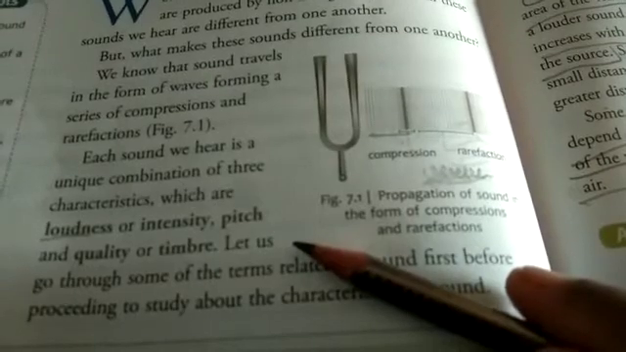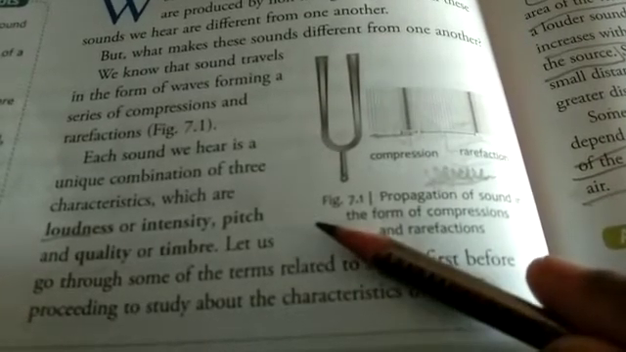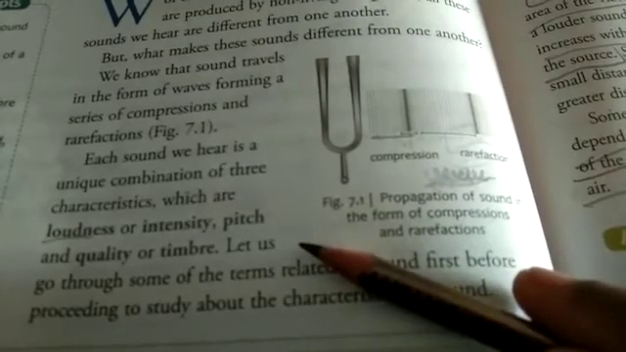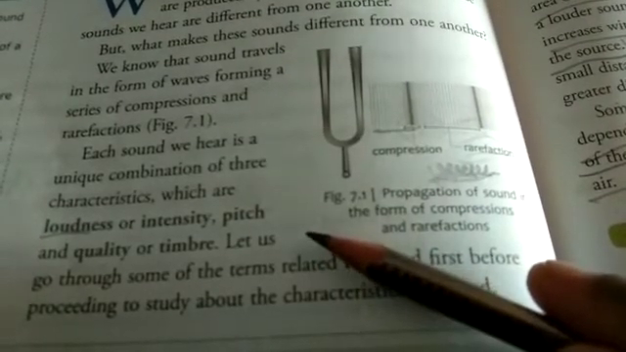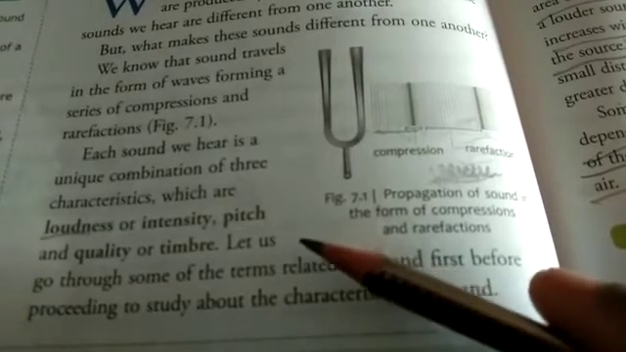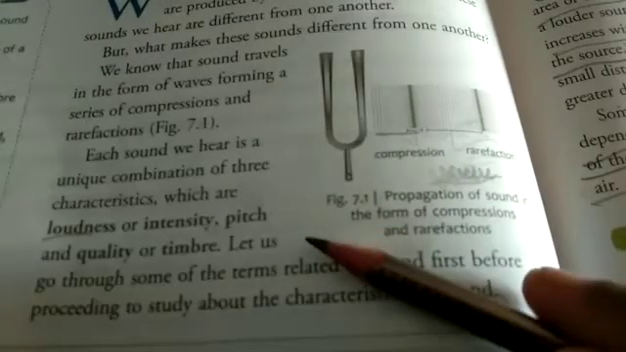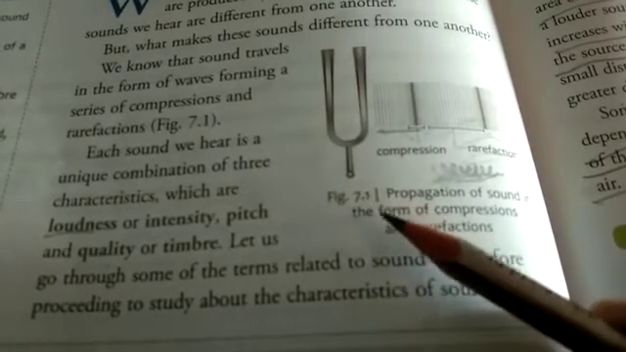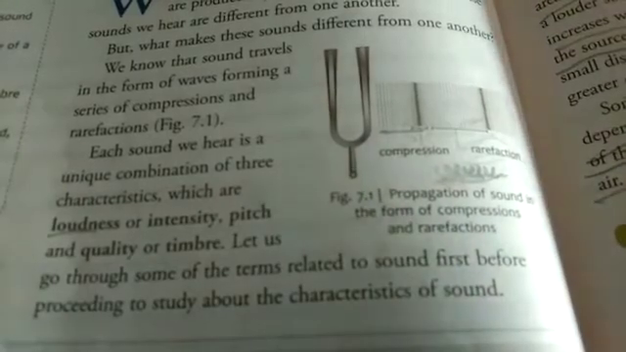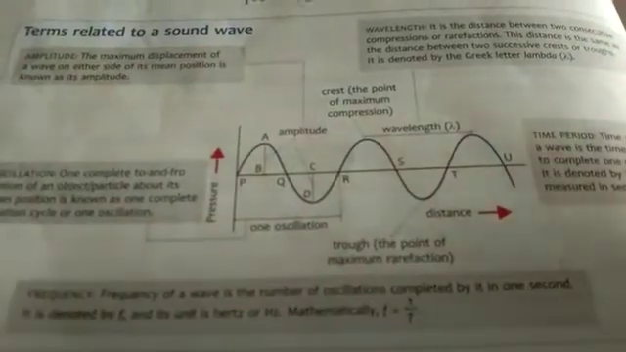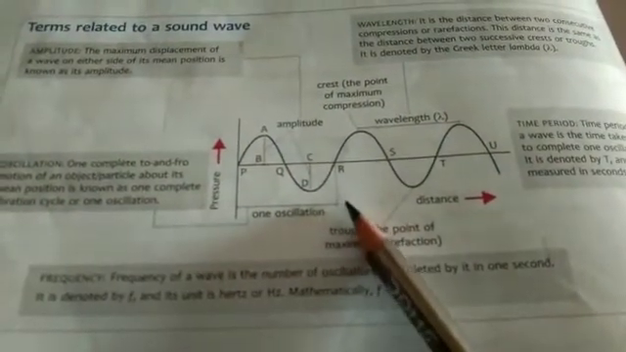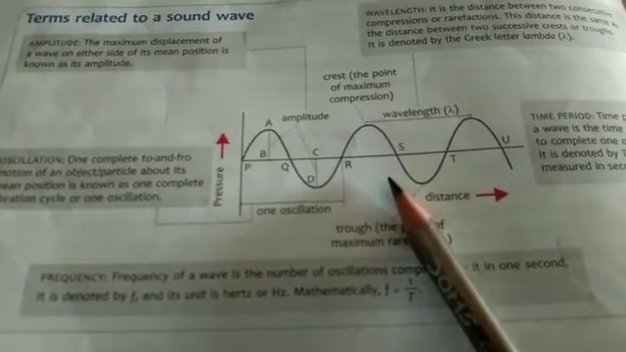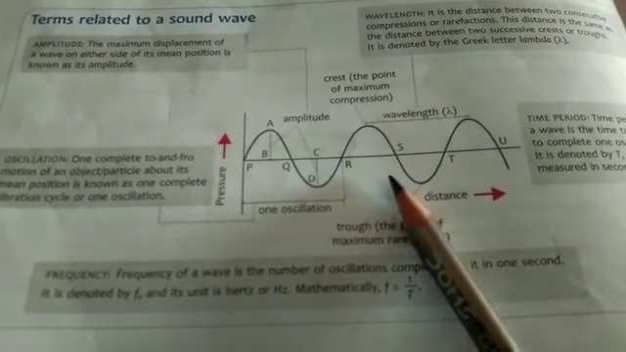Then we will discuss in detail about loudness or intensity, pitch and quality or timbre. These are the characteristics of sound waves. Means what? To describe the sound waves, how we can differentiate between different types of sound wave, how we can distinguish between the different sound waves. So it will give the characteristics of the sound waves. Before that, first let us move on to the terms that we are going to use to define the different characteristics of sound waves. Let us discuss those terms related to sound waves.